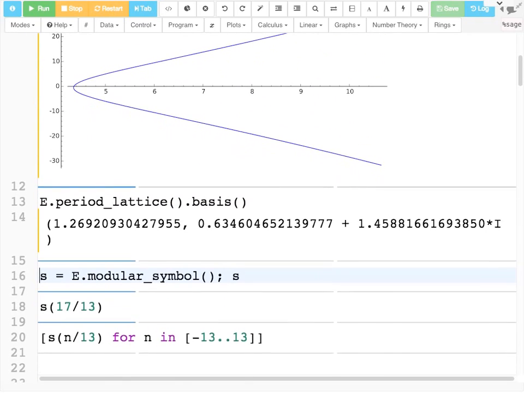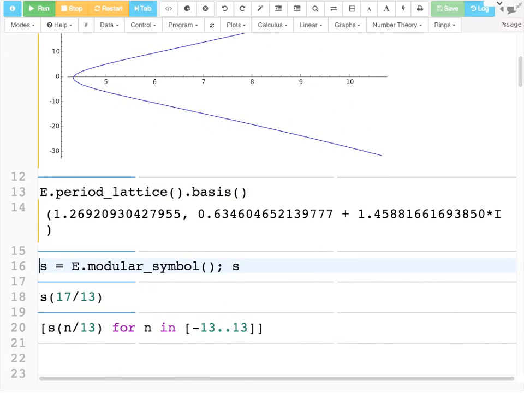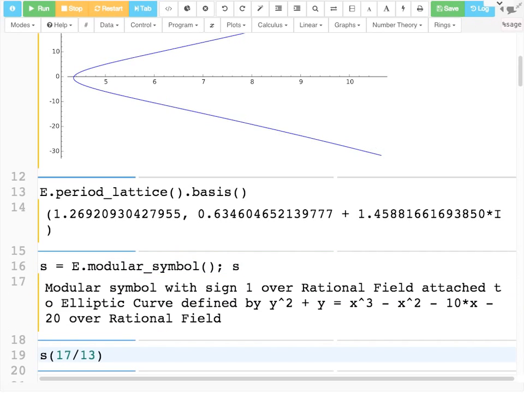And here's what the period lattice looks like. It has a real period, and then there's a non-real generator, so it's not rectangular. And there's a function modular symbol, which gives back the map that I just defined. It sends infinity to 0, and it sends other rational numbers to rational numbers.